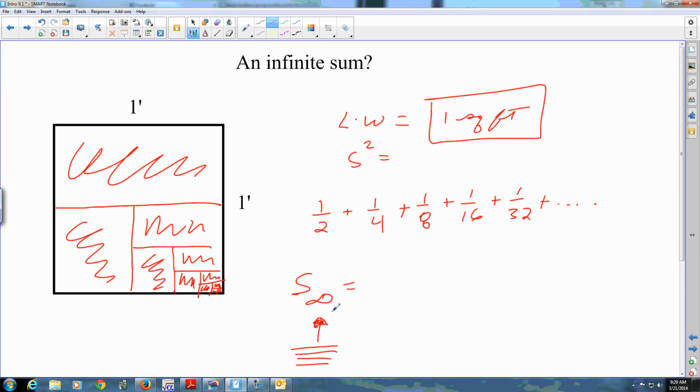You've cut every piece off and added every piece on. If I've done that, doesn't it all have to add up to this whole thing? So the infinite sum has to be 1 square foot because I've added everything up.